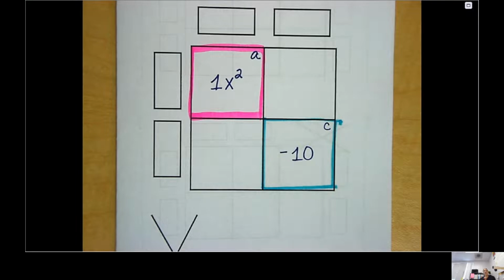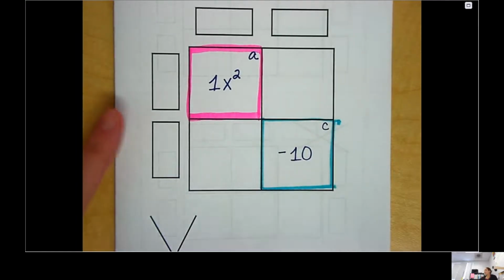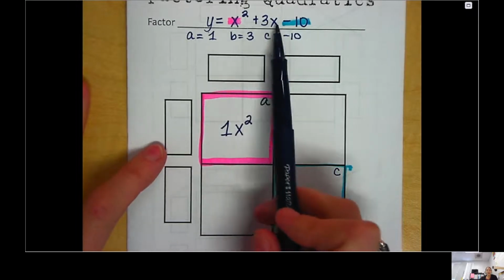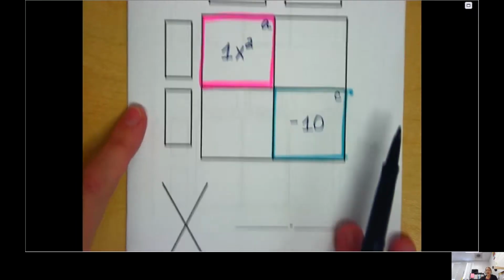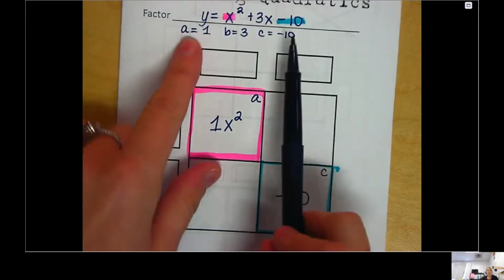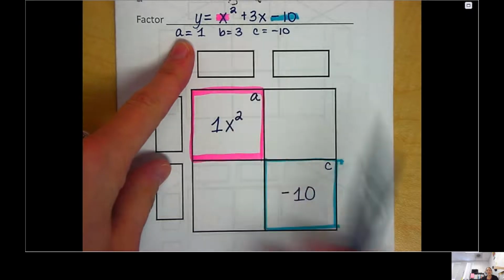So I have my A value and I've got my C value. Now, these two boxes over here are going to make up our B value. So our B value is 3x. And so what I need to do is find two numbers that are going to multiply to be my A and C values, but add up to be my B value. So it looks like this.